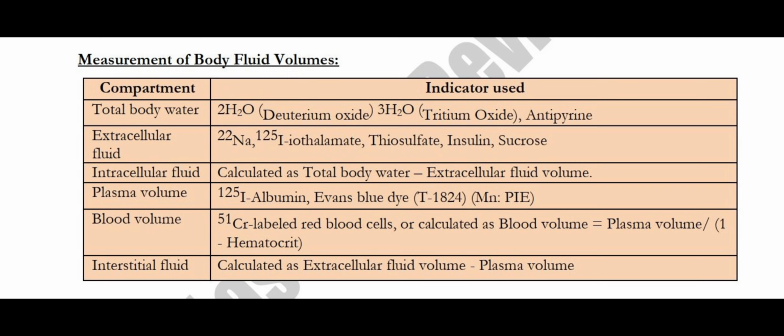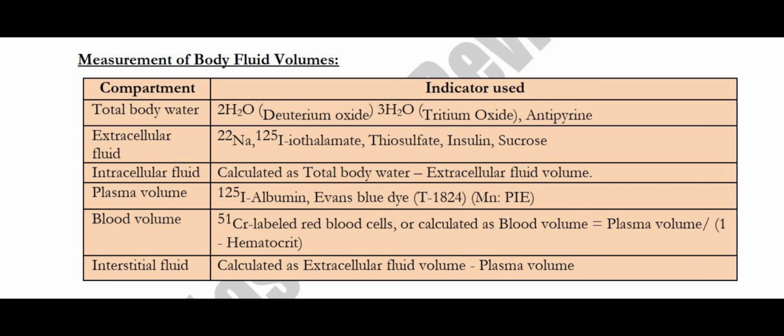Total body water. This is the total amount of water in your body. How it's measured: special tracers are used. These are substances that mix evenly with the body's water. Examples include Deuterium Oxide and Tritium Oxide. These are slightly heavier forms of water that can be tracked in the body. Antipyrine, a drug that distributes evenly throughout body water.